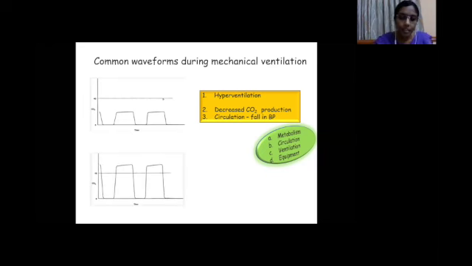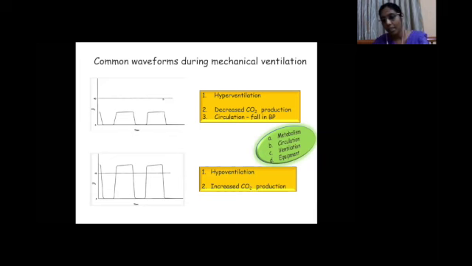So this is the next trace. Again, the baseline is okay, upstroke is okay, the plateau phase and the downstroke all appear normal. But the size, the height of the trace, is large. It's around 50. That means the most common cause we have to again look at is whether we are hypoventilating the patient. And if hypoventilation is not there, we have to look at other causes related to metabolism.